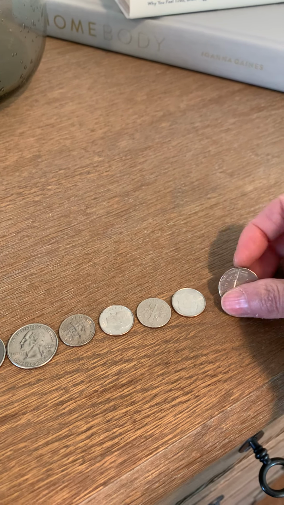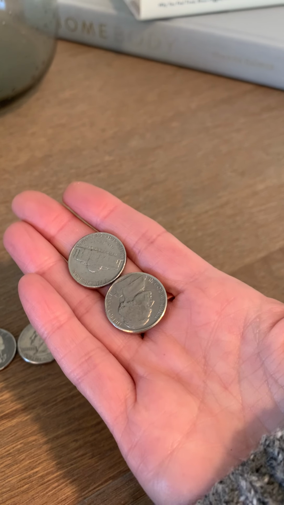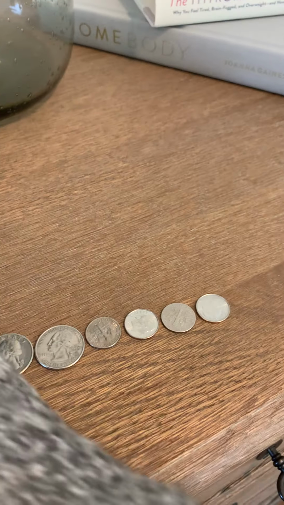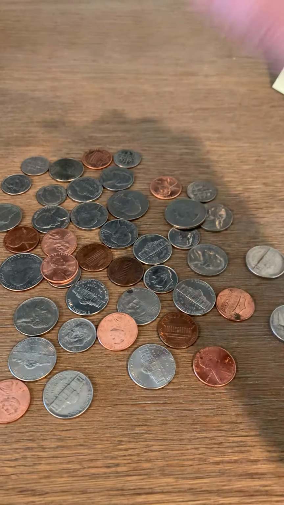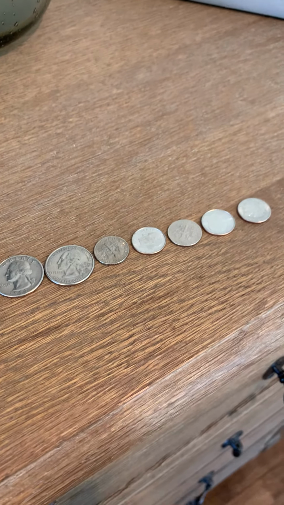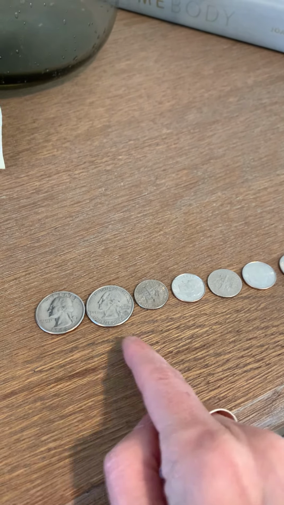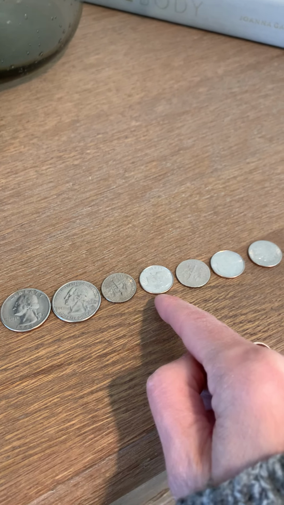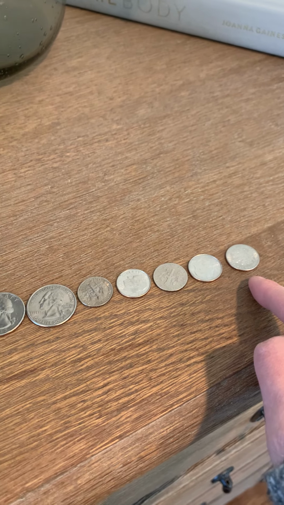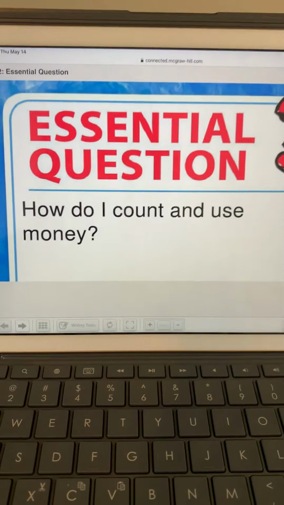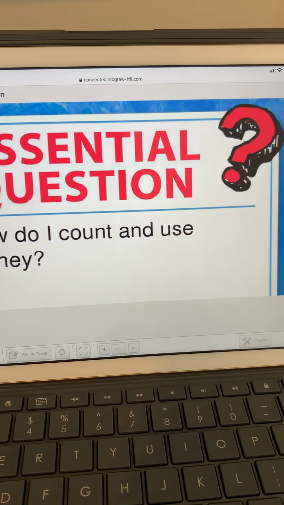Now I'm going to put this back. If I were to take away these 2 nickels that equal 10 cents, I could replace it with a dime. And that would still give me $1. Let's count to make sure. So we have 2 quarters, that's 50, 60, 70, 80, 90, $1. So remember, we're using coins to make a dollar.